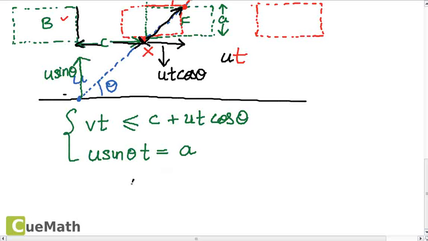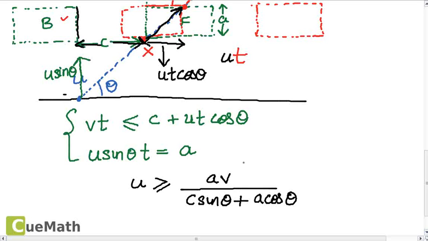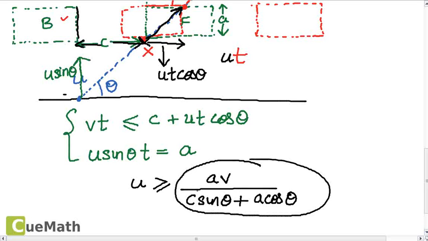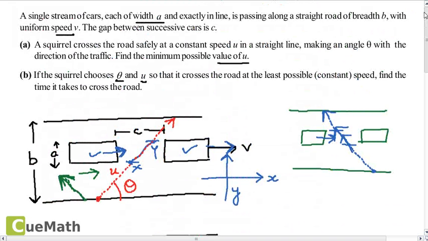So you can easily show from this that u should be greater than or equal to av by c sine theta plus a cos theta. That means the minimum possible safe value for u, the speed of the squirrel, is this. And if the squirrel is moving at a speed greater than or equal to this velocity, then it can safely cross the road without colliding with the incoming car. So this is the first part of the problem.